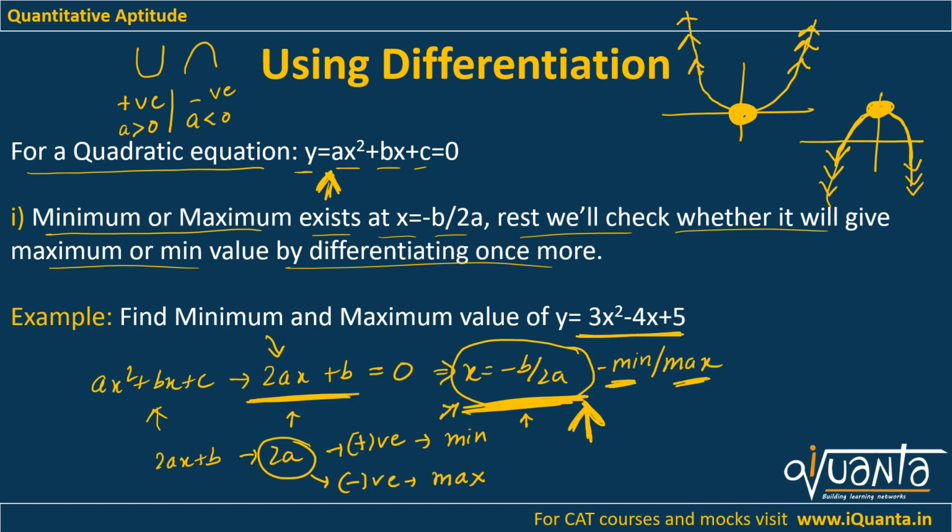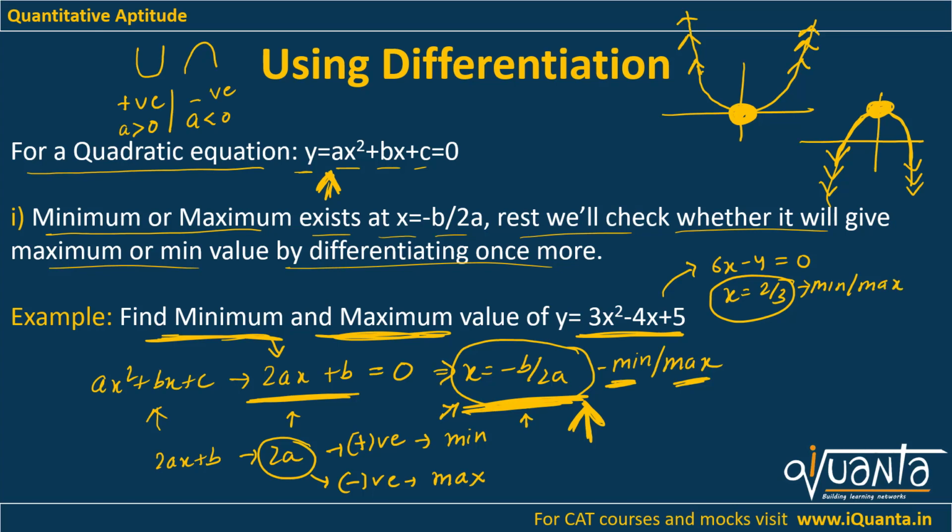Okay, you had this equation 3x square minus 4x plus 5. We need to find out its minimum and maximum value. First of all, you differentiate it once, you will get 6x minus 4, right? You equate this to 0. Why do you equate this to 0? To find out at which point the minimum or maximum occurs. You will get x equals to 2 by 3. So at this point, we will have either the minimum or maximum.